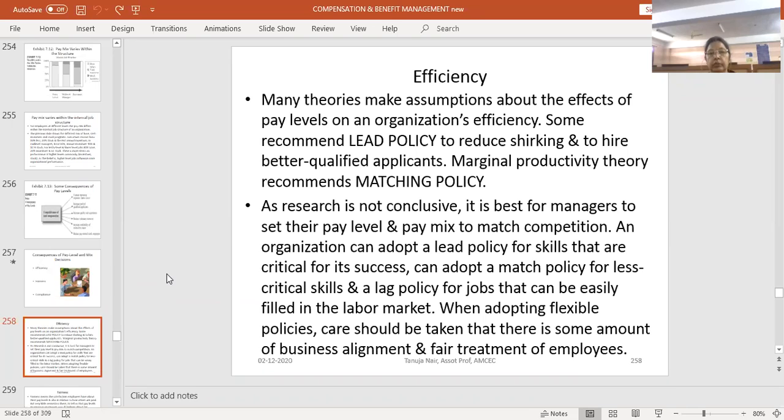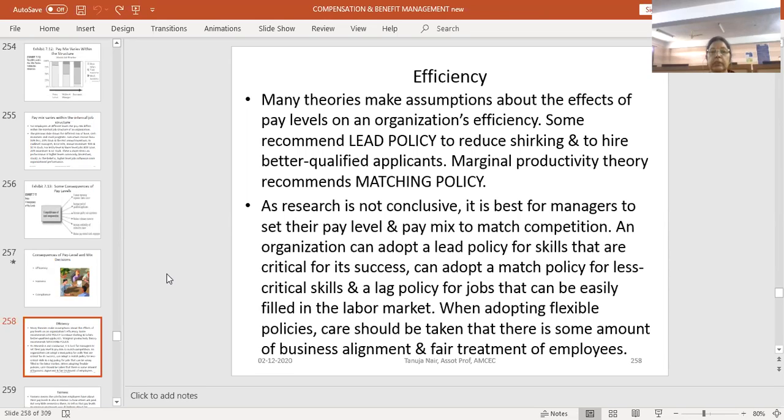And for the other jobs like administrative jobs or entry level jobs or other supportive jobs, they will follow the lag policy. Those jobs are not very critical for the company's success. Those jobs can be easily replaced. You can find other people to fill up those jobs. So for those kind of jobs you will follow the lag policy.